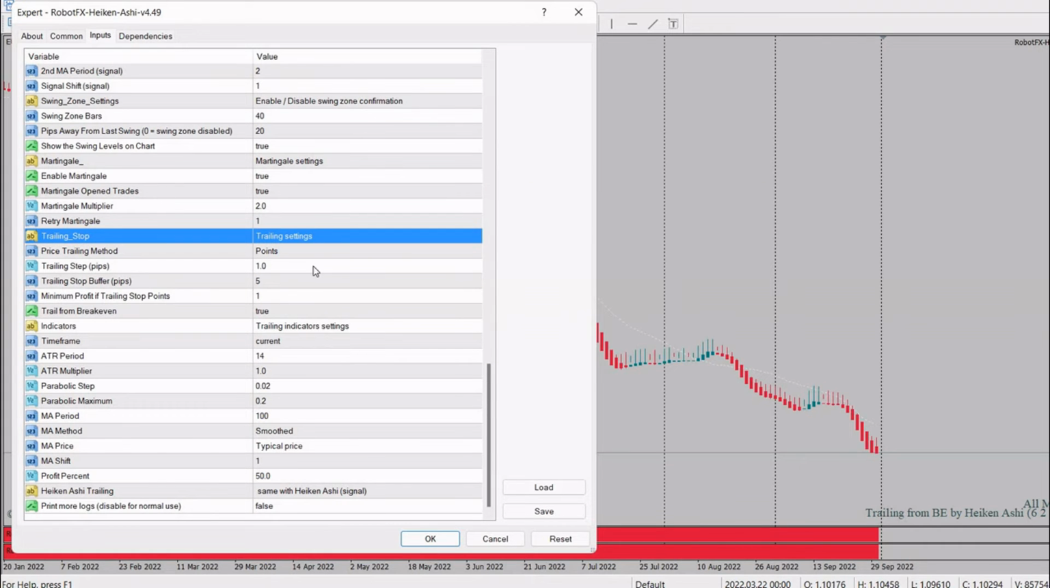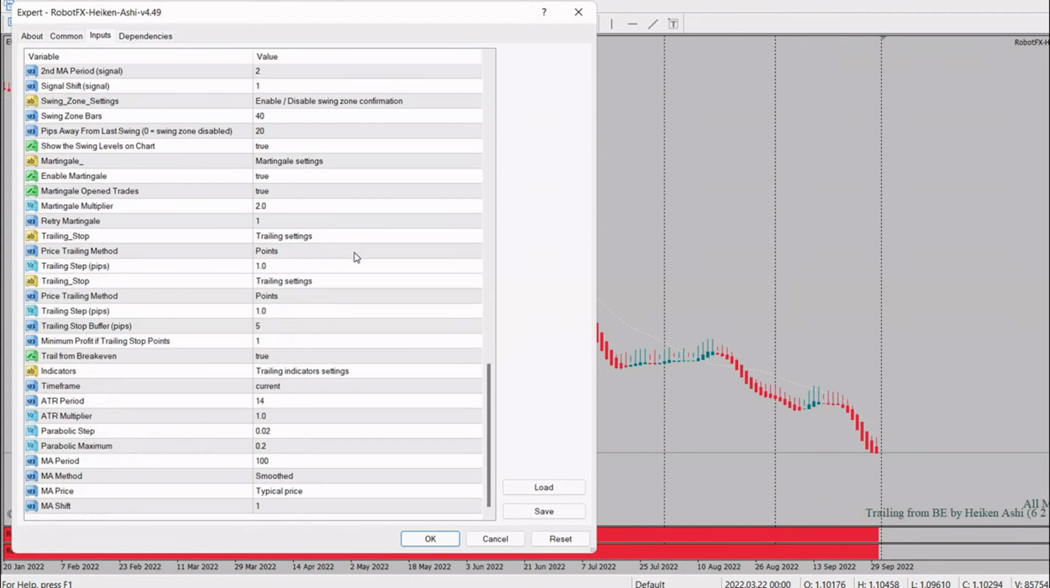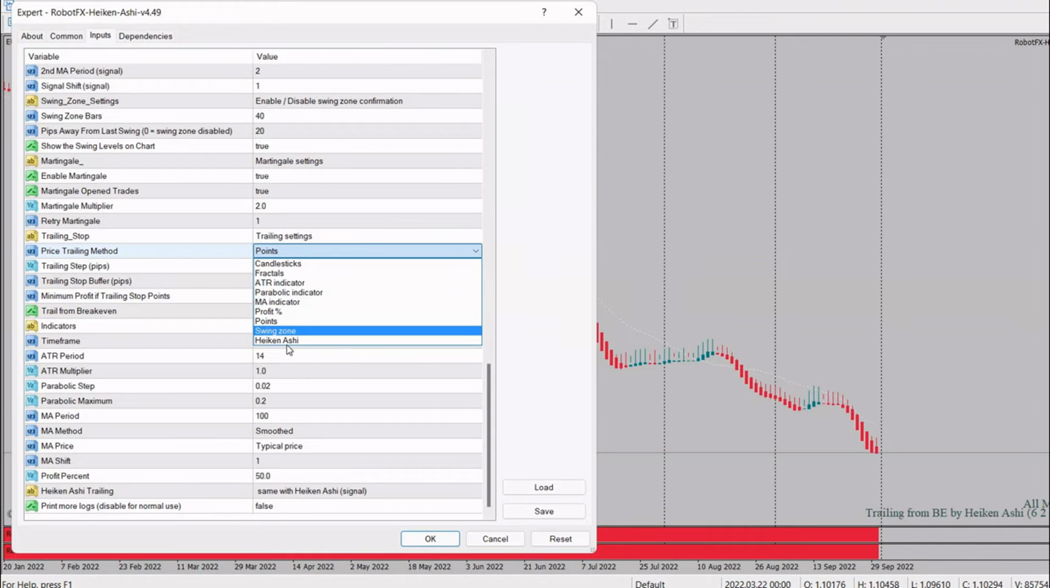And finally, under the martingale, the last important settings are the trailing stop settings, which might be a little overwhelming, but trust me, they are very easy to explain. And you will find on our website, robotfx.org, that we have an expert advisor named simply Trailing Stop Expert Advisor that can do all this, except for the Heiken Ashi trailing and the swing zone trailing, and it works as a standalone. So what does it mean? It means that if you have decided to use and to purchase the Heiken Ashi Expert Advisor, you will not need the other Trailing Stop Advisor, and probably no other Trailing Stop Advisor.